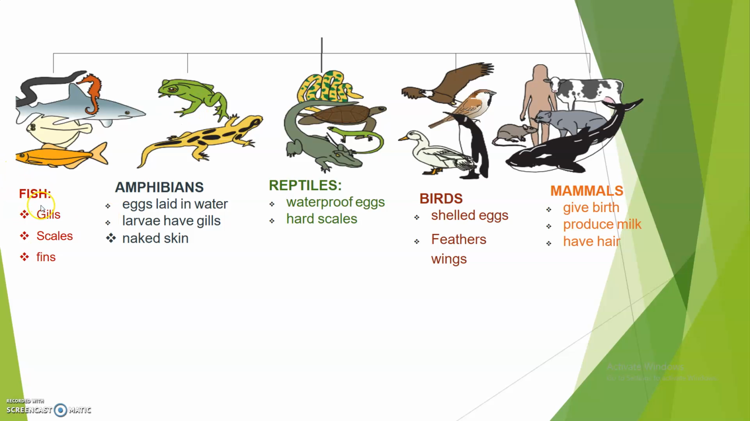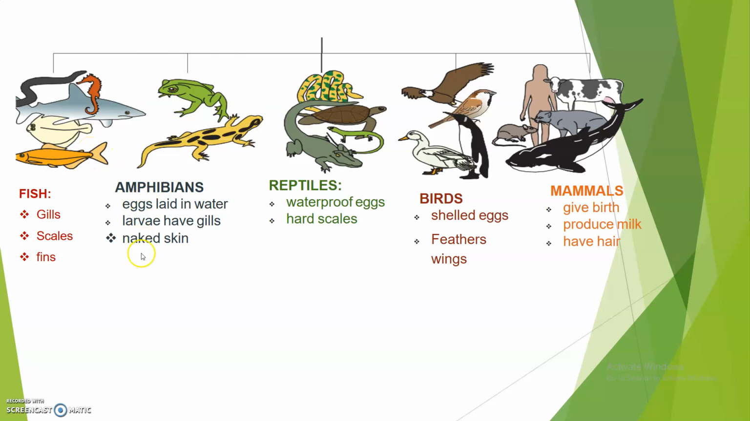Okay, so fishes have 3 particular features: they have gills, they have scales, and they have fins. Okay, now second category is amphibians. Amphibians means frog, etc. A frog is a very good example for amphibian. Salamander, bufo, etc. are all other examples for amphibians. The most common example is frog.